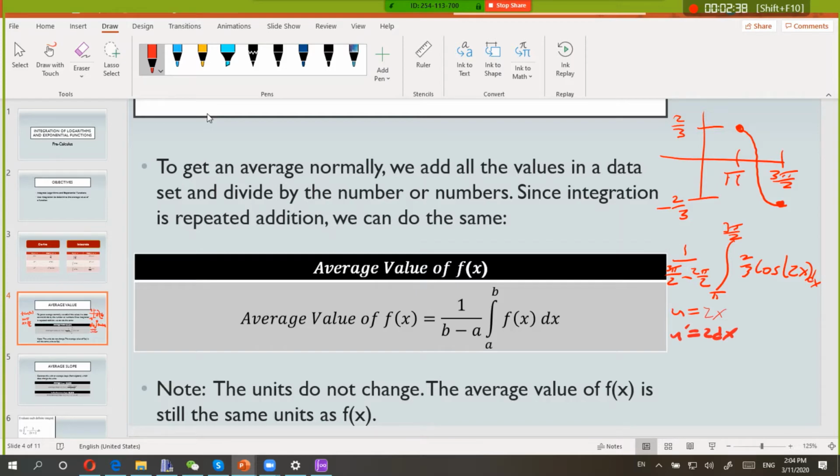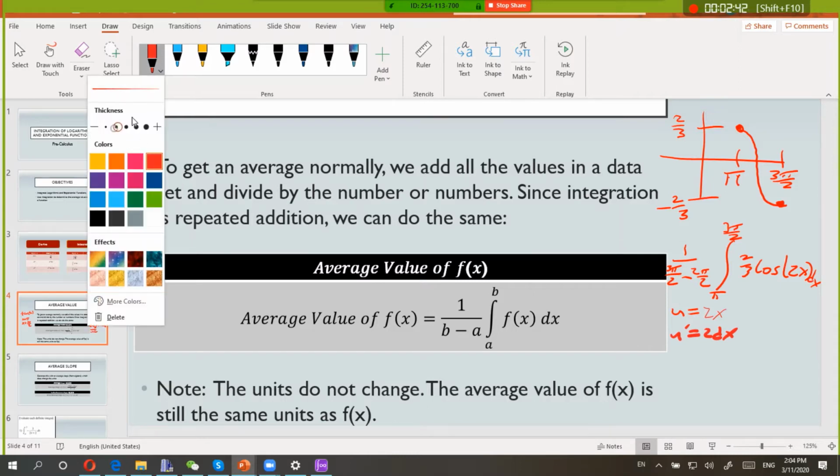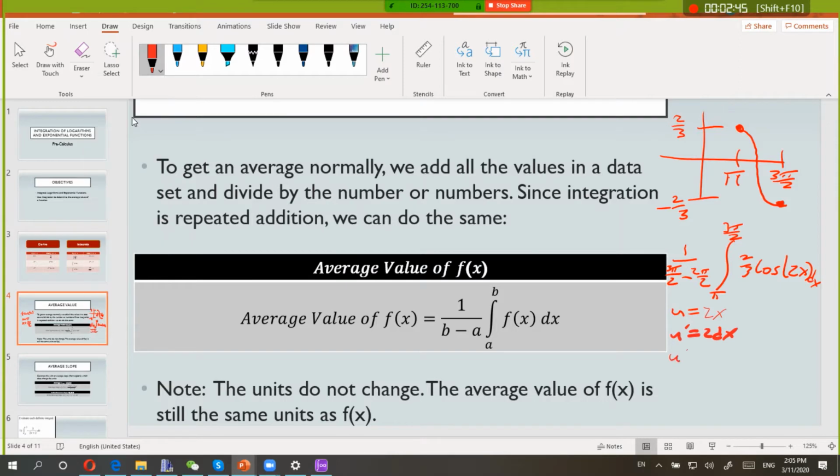So if u is 2x, then what will the lower bound become? Okay, so this is u at pi will become 2 times my x value, which is pi, or 2 pi, is my new lower bound. Okay, I'm going to do the same thing for my upper bound. I'm going to plug in my x value of 3 pi halves. My function is 2 times x, that's 2 times 3 pi halves, is 3 pi.